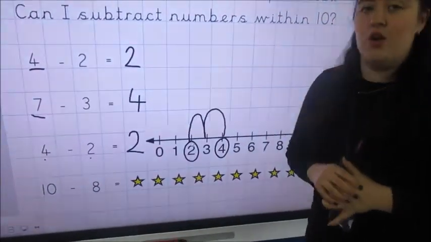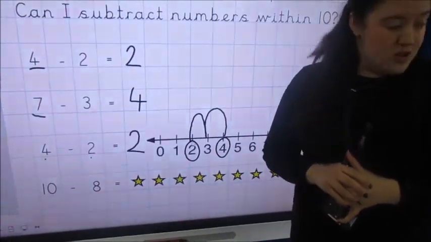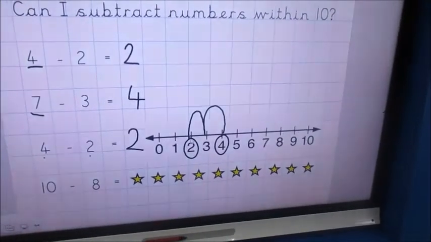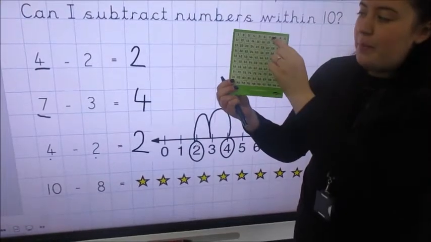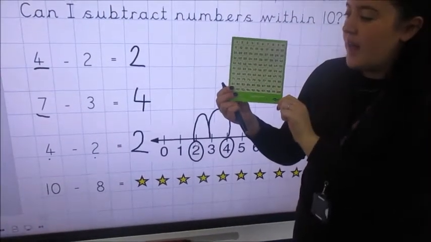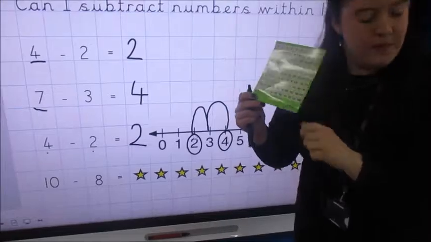And I know in your home learning pack, you have got a 100 square, just like this one. So you could use this to help you find your number and jump backwards, okay? And you can check your other ones too.